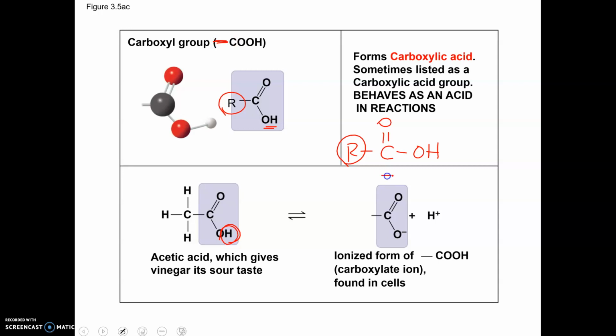A shorthand way of writing this is just COOH. I have seen it written that way to save space. But physically, structurally, it would look like this. Acetic acid is an example. Vinegar, which contains acetic acid, is an example of something that has a carboxyl or carboxylic acid group attached to it.